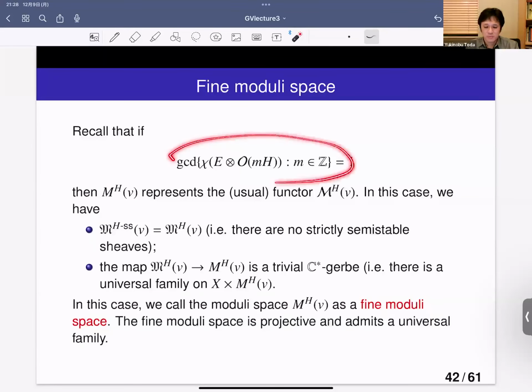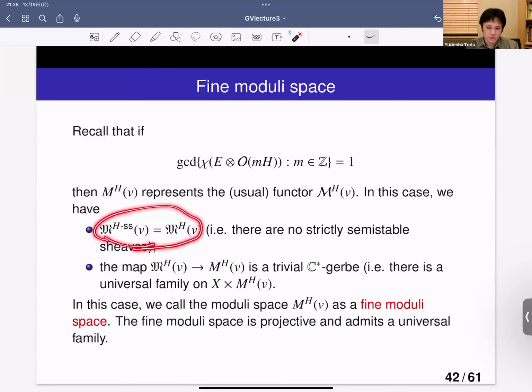The good point of this condition is that there are no strictly semi-stable sheaves. That is, every semi-stable sheaf is in fact a stable sheaf. So this condition is satisfied. So in general, we have the open immersion.